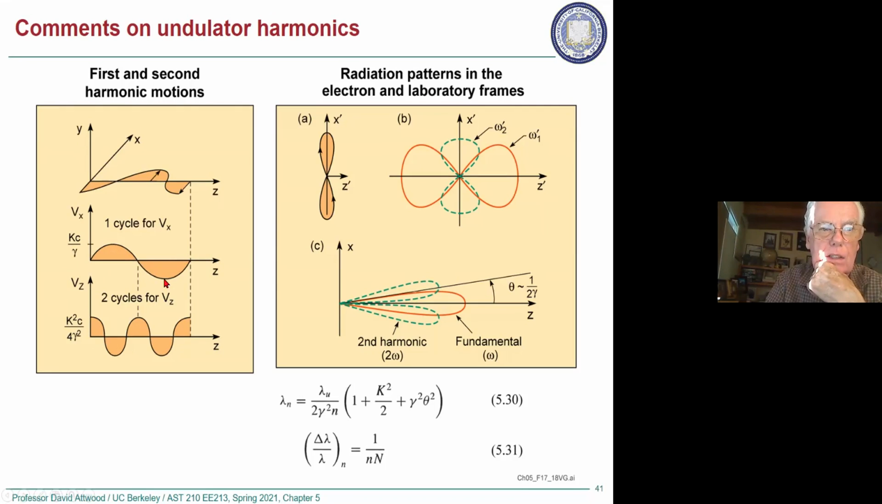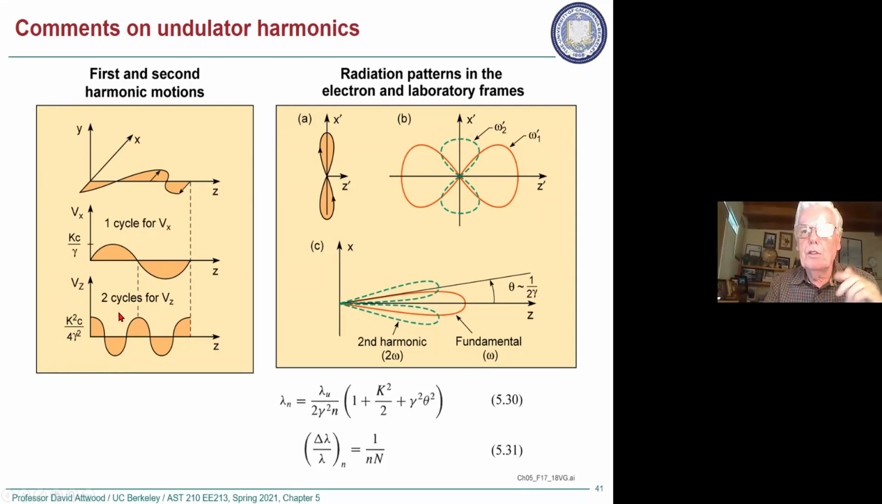This point and this point are going to be ones where the absolute value of the x velocity is large, and therefore Vz must be small. So at this point, you have a minimum, and at this point where Vx is also large, you get a minimum. So this is a graphical view of that formula we saw before, which is saying that in one magnet period, Vx goes through one period, Vz goes through 2.